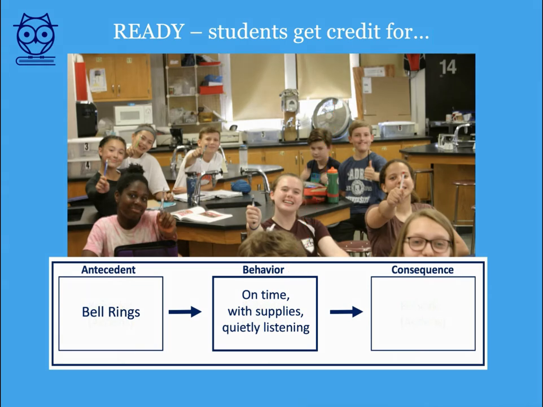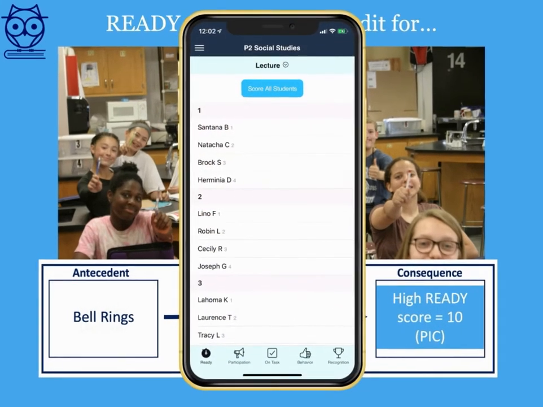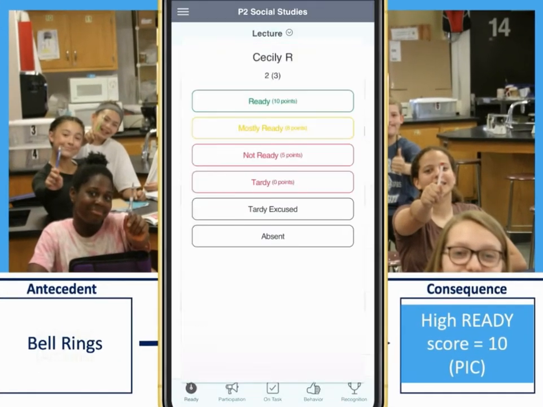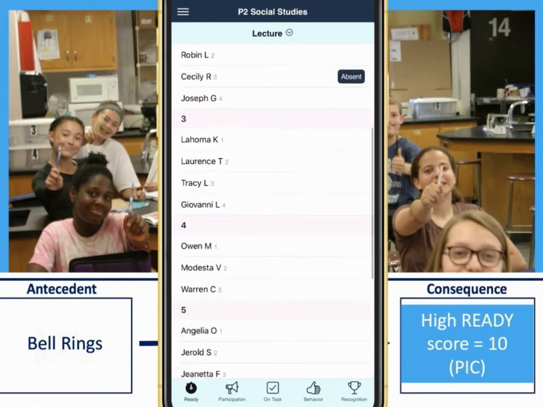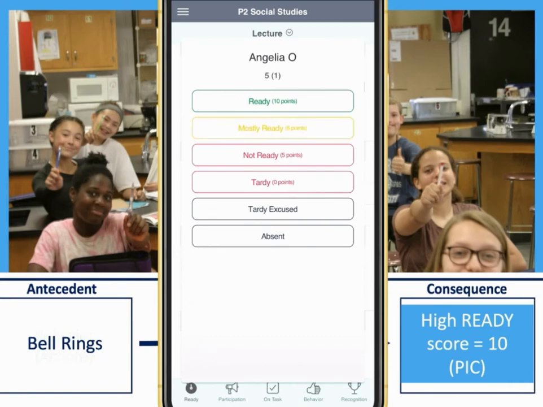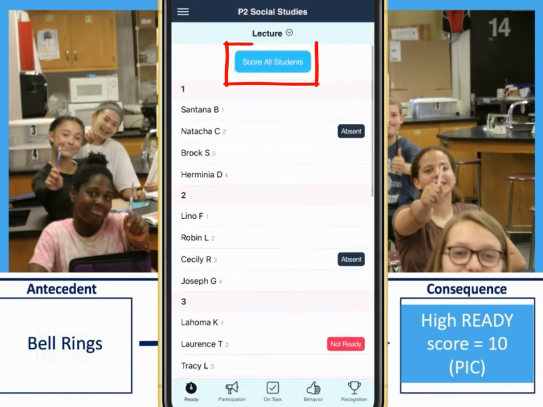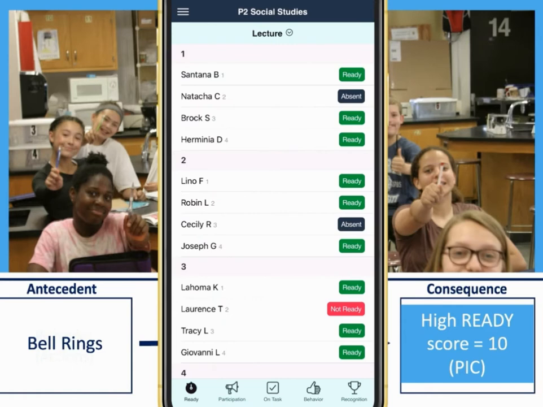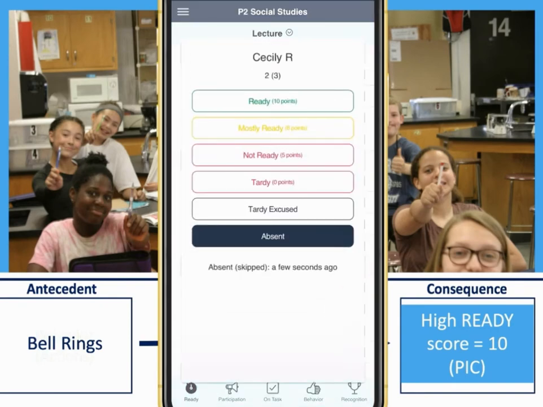The consequence for Ready behavior is the effort score plus whatever other consequences are in place. First, mark all absent and tardy students and any students that do not deserve full Ready credit. Then, near the end of the time allotted to Ready, use the Score All Students button to mark the rest of the students as Ready. You may change scores until scoring is reset. For example, if an absent student shows up late without a pass, change their absent score to tardy.